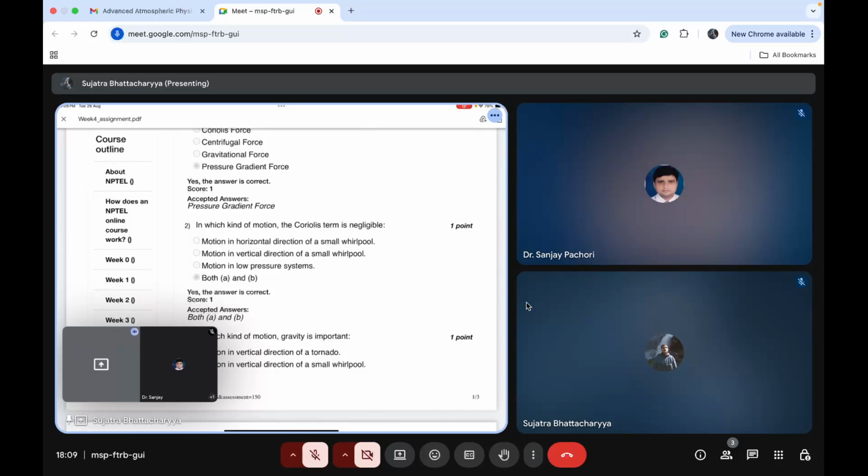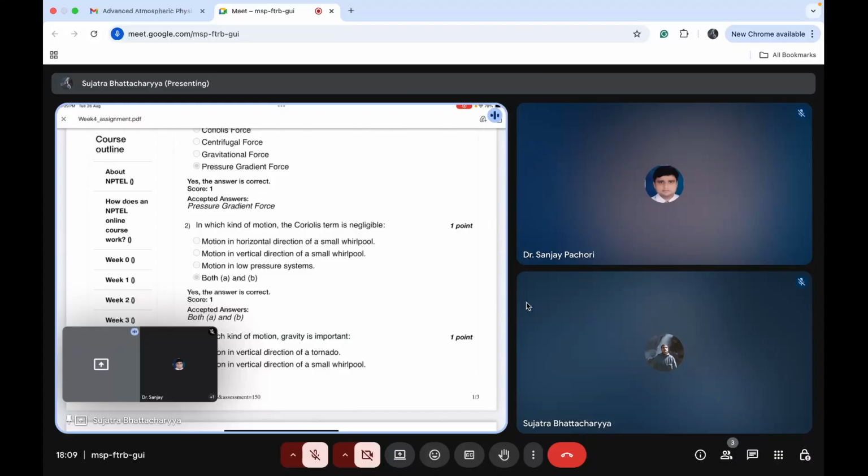Why? Because what is option A saying? Motion in the horizontal direction of a small whirlpool. We have just now discussed this. A small whirlpool is just like an eddy. For example, you have some leaf, right? A leaf is rotating on a normal day. You can see that the leaf rotates in a very small region.